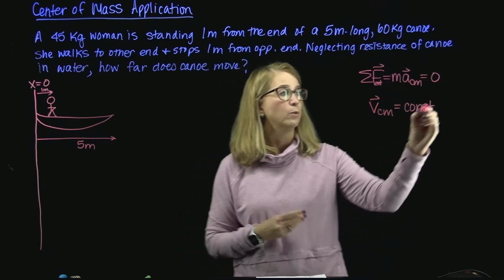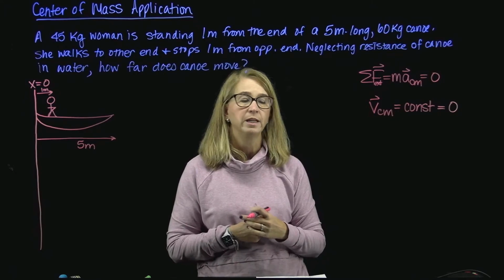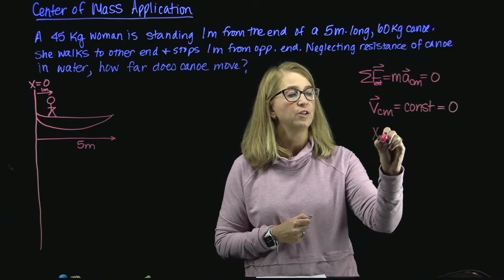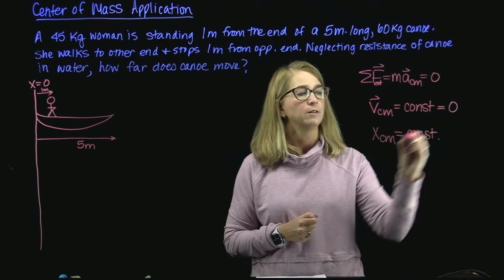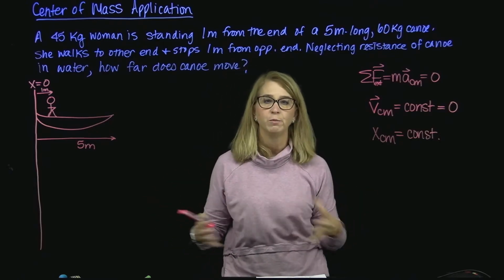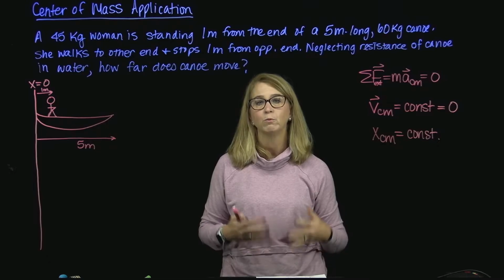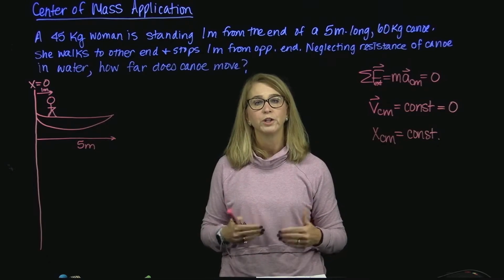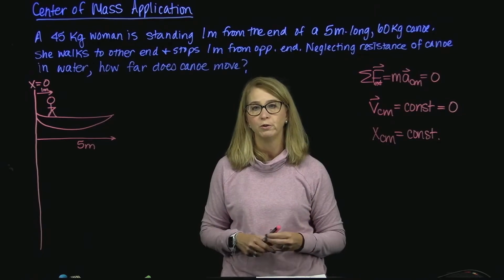Now, because it was actually equal to 0, then that means that the center of mass position becomes a constant. So regardless of how she moves and the canoe moves, the center of mass of the system will remain the same. We're going to use that to figure out how far the canoe has moved.